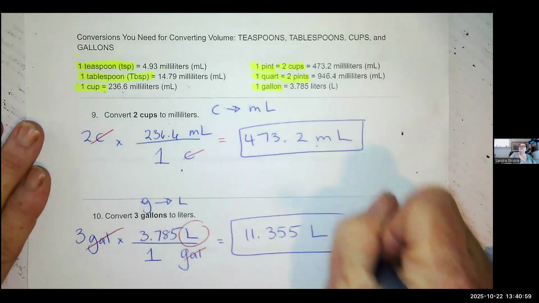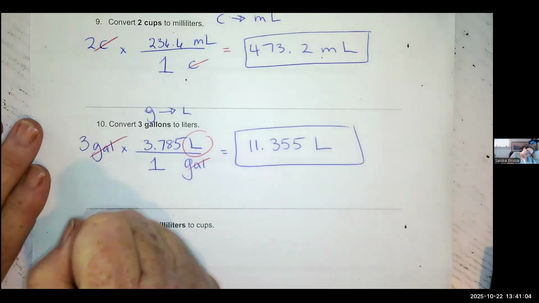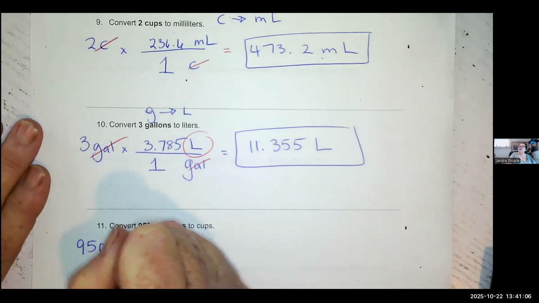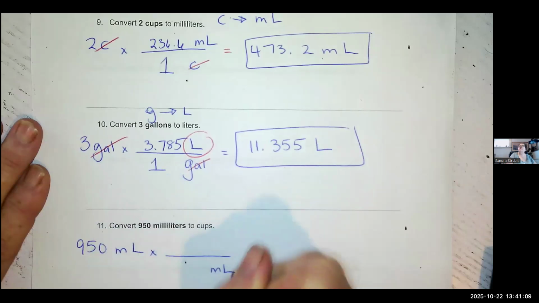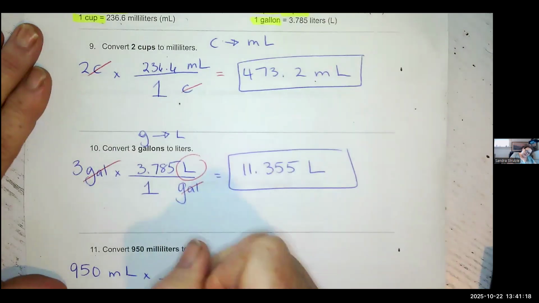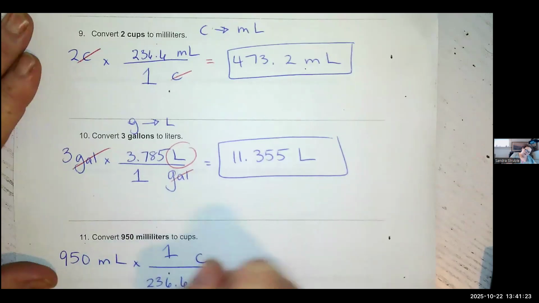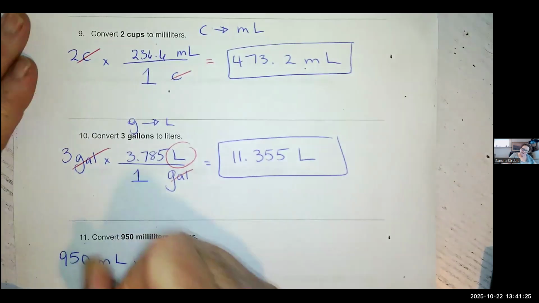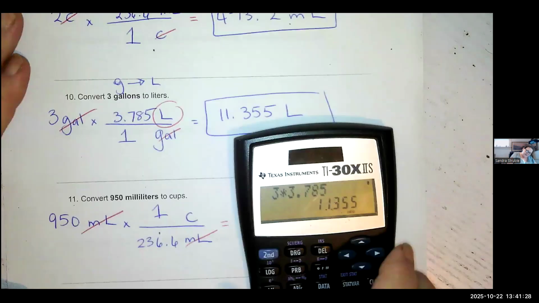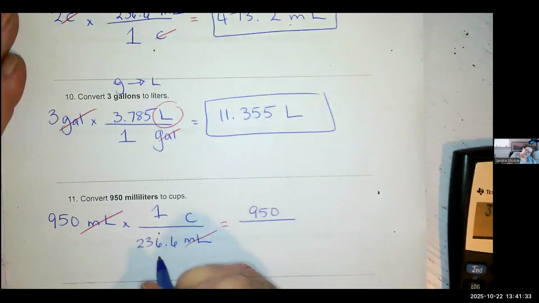Next one is 950 milliliters to cups. I'm just going to start with what I've given and what I want to get rid of. Can I go directly from milliliters to cups? Yes, I can. Right there, 236.6. So to cups. So 1 cup is 236.6. Multiplying straight across, my milliliters are gone. I'm left with, oh, this can be a fraction. 950 times 1 is 950 over 236.6, and this is cups.